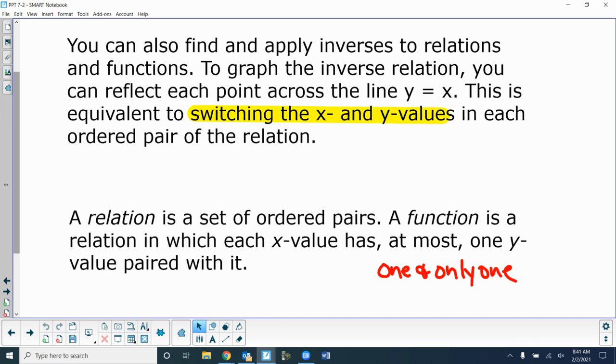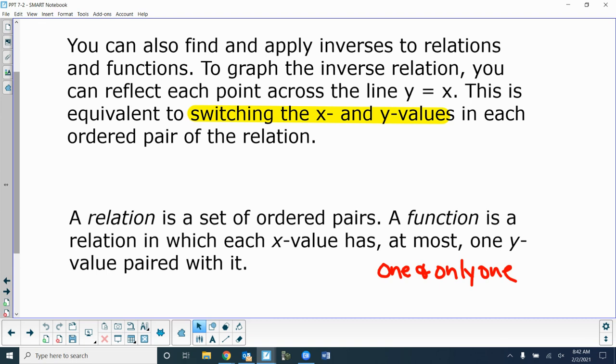Remember our parabolas? We had an axis of symmetry, right? Well, this y equals x line. Y equals x is when x is 1, y is what? They're equal. 1. X is 2, y is 2. X is 3, y is 3. Okay?